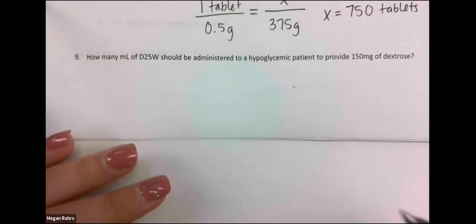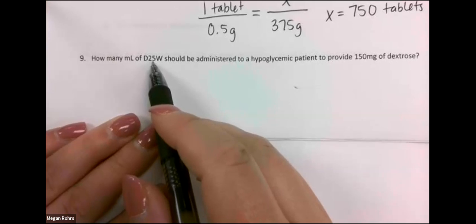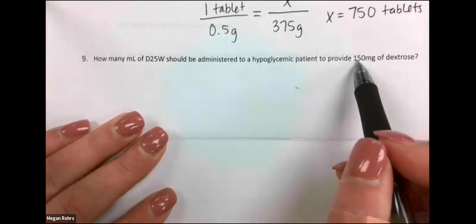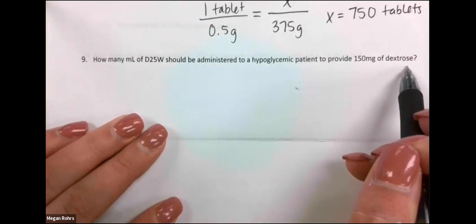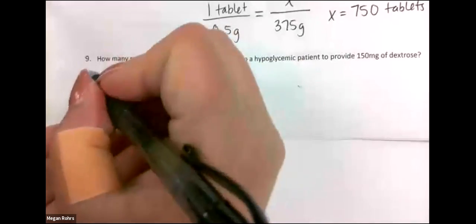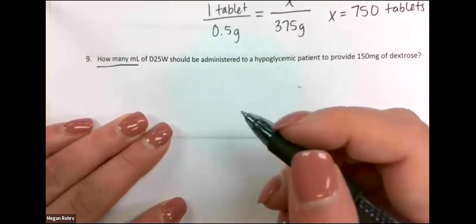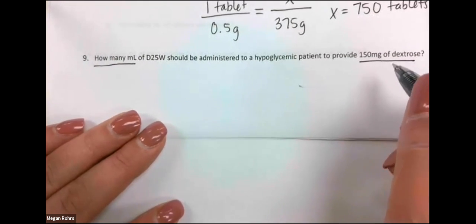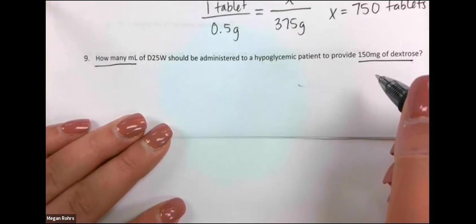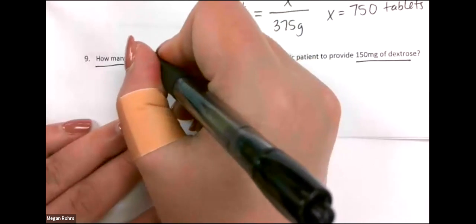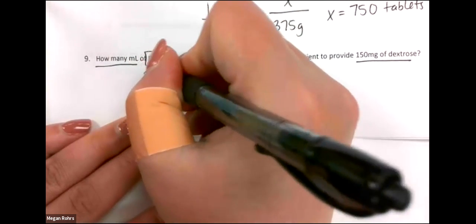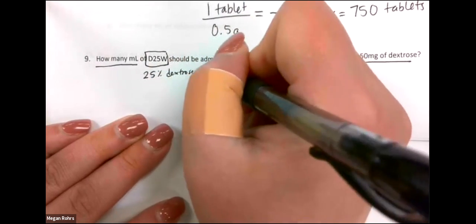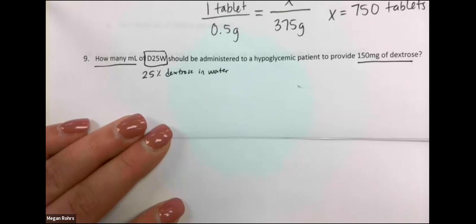Okay, number 9. How many mils of D25W should be administered to a hypoglycemic patient to provide 150 milligrams of dextrose? So this one's a little bit different. They're asking us for the volume now, and they're giving us the amount of active ingredient. But regardless, we always start with our percentage strength. So D25W means that we have a 25% dextrose solution. So 25% dextrose in water.